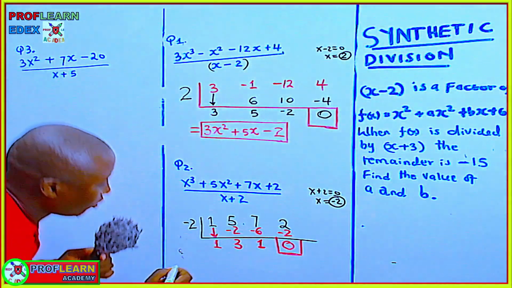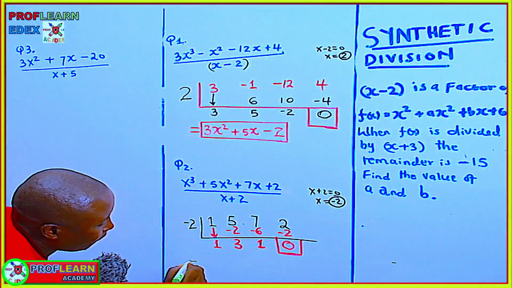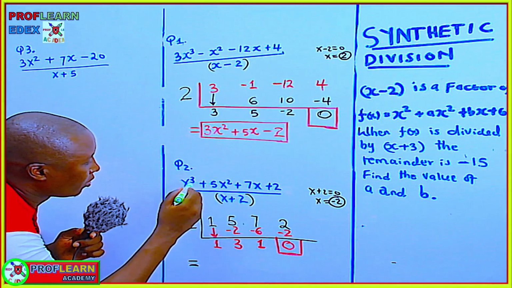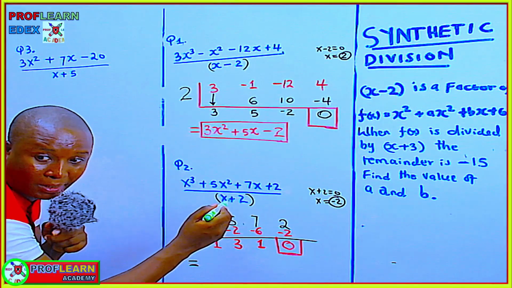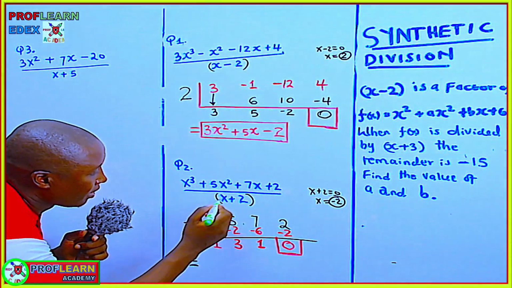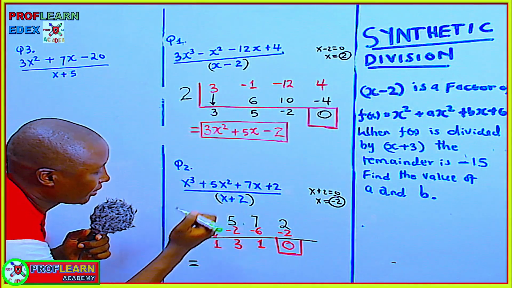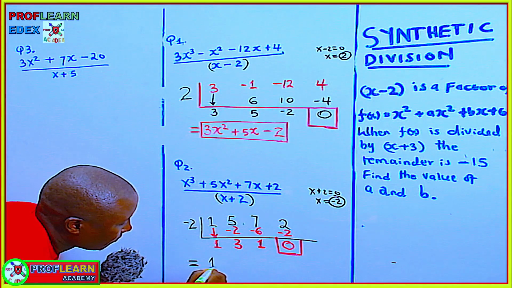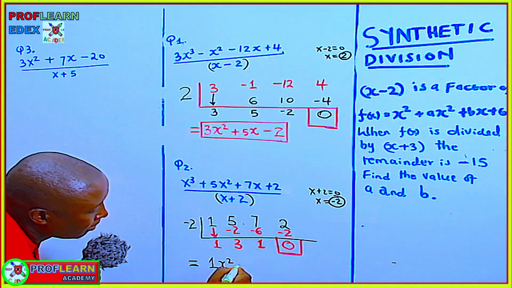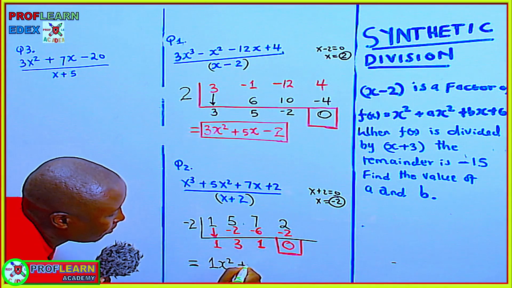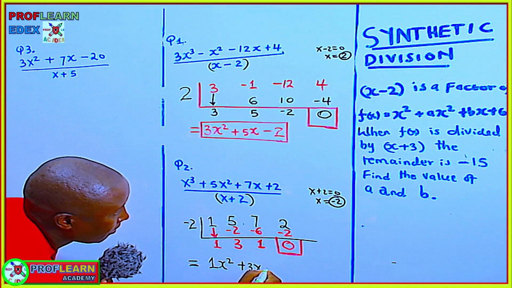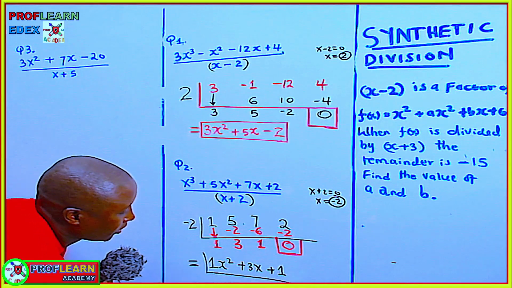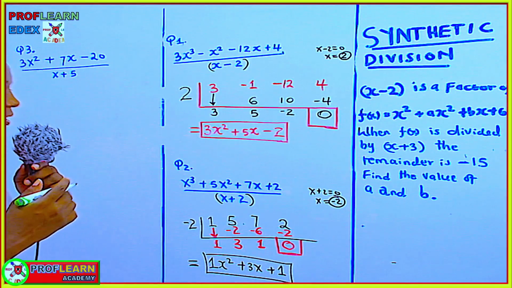So if we are writing the answer when this is divided by this, what will we write? We are going to say x cubed divided by x gives us x squared. So it will be 1x squared plus 3x plus the last term is 1, which is a constant. So this is the answer when this is divided.